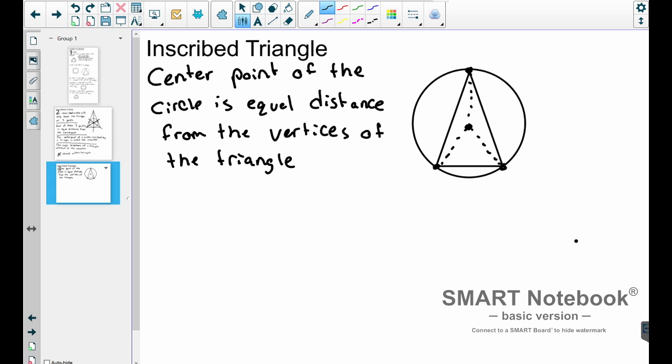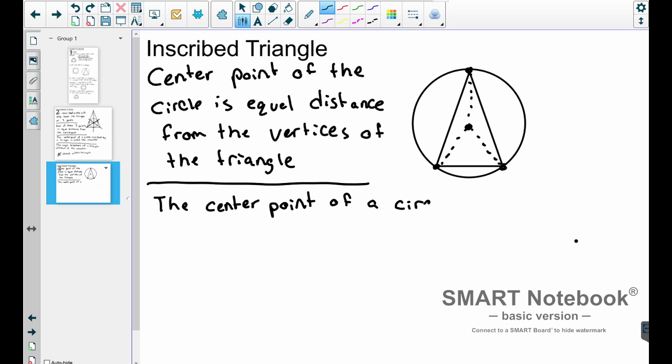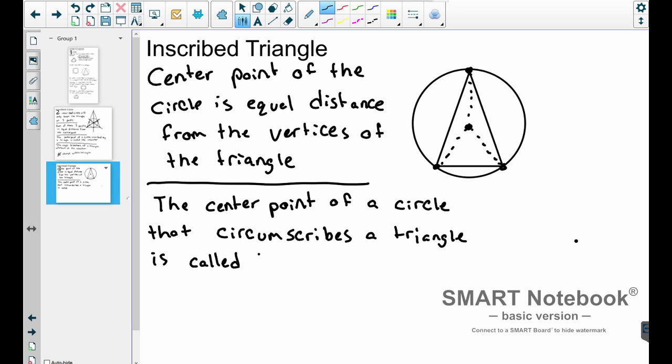So this point, the center point of a circle that circumscribes, goes around, a triangle, is called the circumcenter.